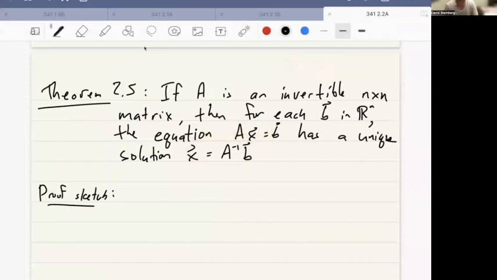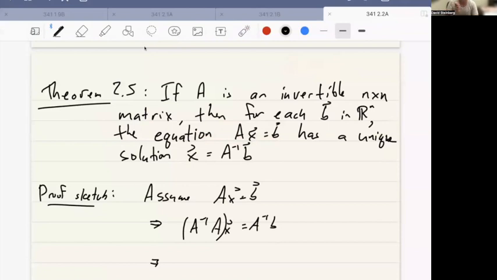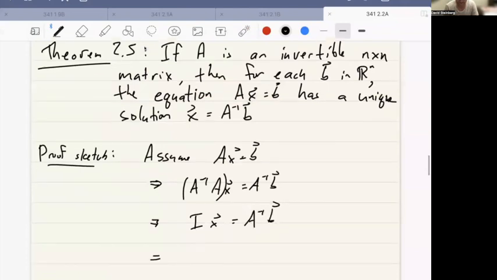The proof sketch really is, if we assume Ax is equal to B, this means A inverse Ax is equal to A inverse B. But we know that we can bracket this to multiply A and A inverse together first. So this is just the identity matrix times x is A inverse B. But we know that the identity matrix leaves every vector alone, so this is just x is equal to A inverse B. So this shows that if there's a solution, then it has to be x.